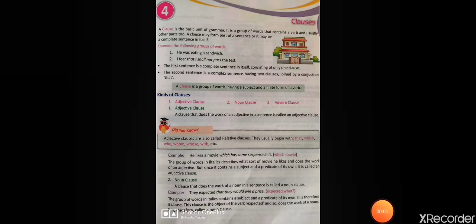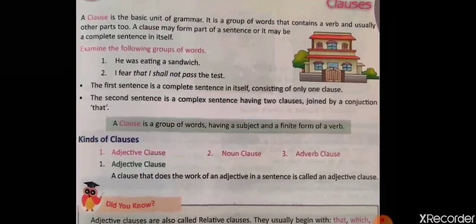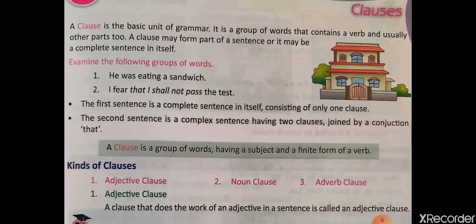So our chapter number 4 is clauses. We have already studied phrases in our last video. Phrases and clauses are different from each other because in a phrase there is no subject or predicate, and it does not make complete sense. Whereas a clause is itself a sentence because it has a subject and a predicate of its own. A clause is the basic unit of grammar. It is a group of words that contains a verb and usually other parts too. A clause may form part of a sentence, or it may be a complete sentence itself.